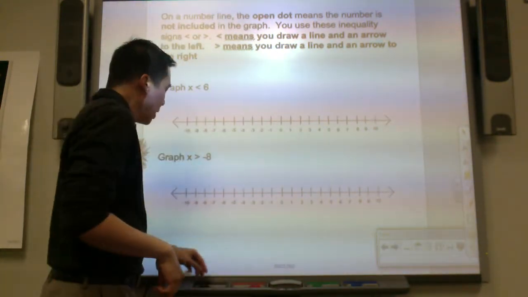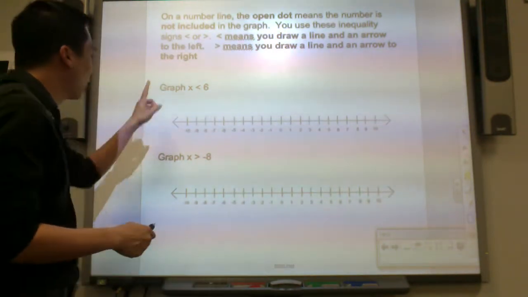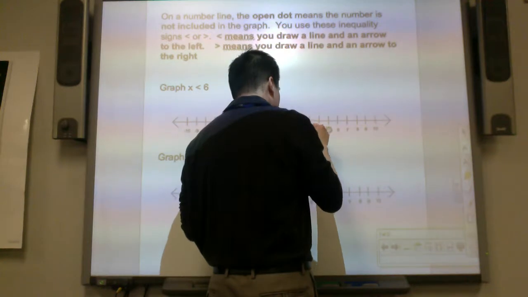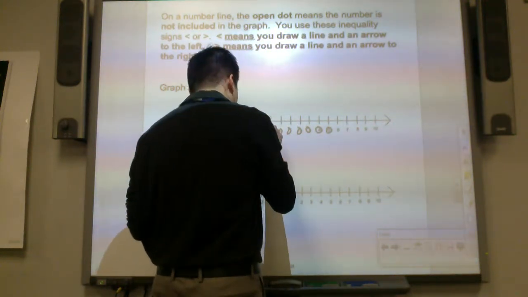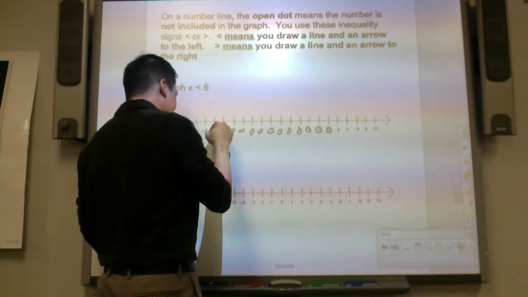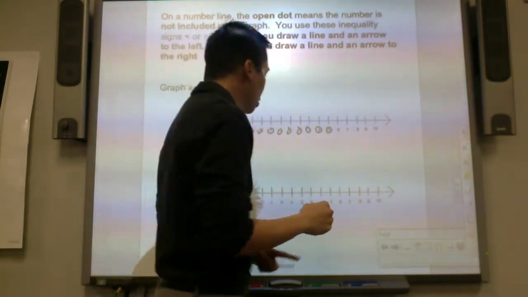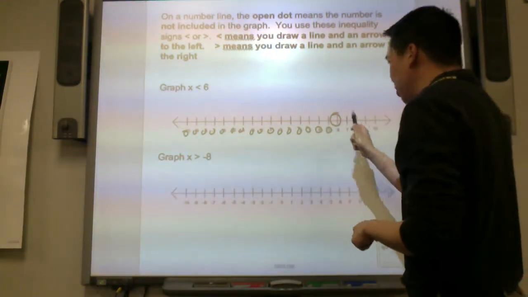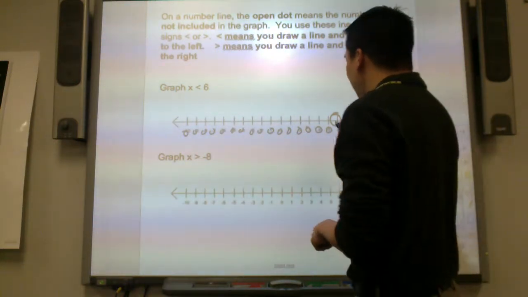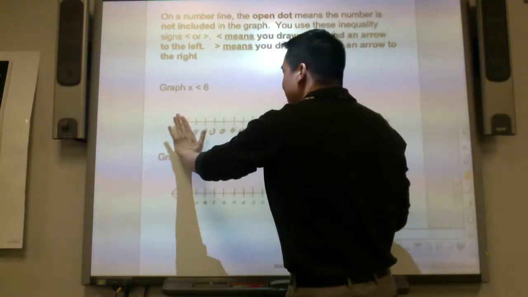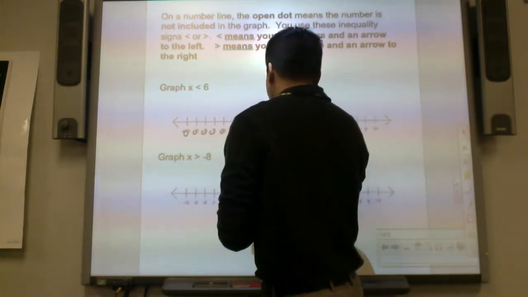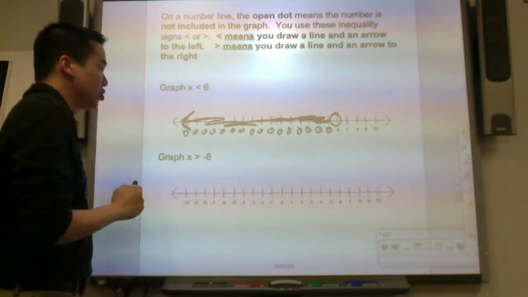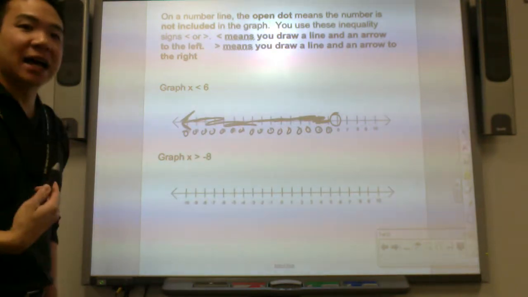So let's look at the first one. Can you think of numbers that are less than 6? 5, 4, 3, 2, 1, 0, negative 1, negative 2, negative 3, negative 4, negative 5, negative 6, negative 7, negative 8, negative 9, negative 10. So you go to 6 and you draw an open circle. That means you are not including 6. You're starting at 6, but you're not including it. Since all of these numbers are less than 6, you shade this in, and those numbers are less than 6.